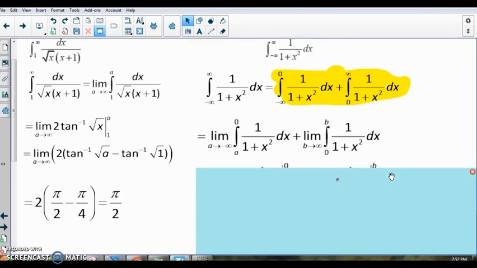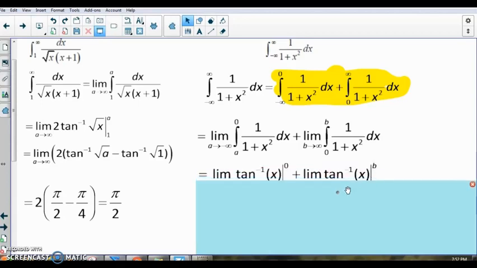Okay, so hopefully, again, you recognize this for what this is. This one's actually easier, I think, for you to recognize. So that is also inverse tangent. Inverse tangent tends to appear quite a bit on these types of problems. So we're evaluating inverse tangent from A to 0, and then evaluating inverse tangent from 0 to B, and two different limits that we're approaching. Negative infinity for the first part and positive infinity for the second part.